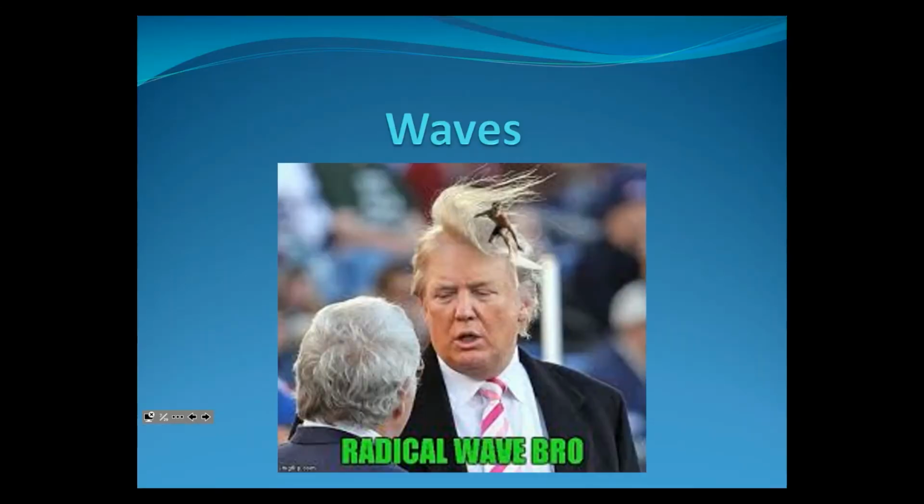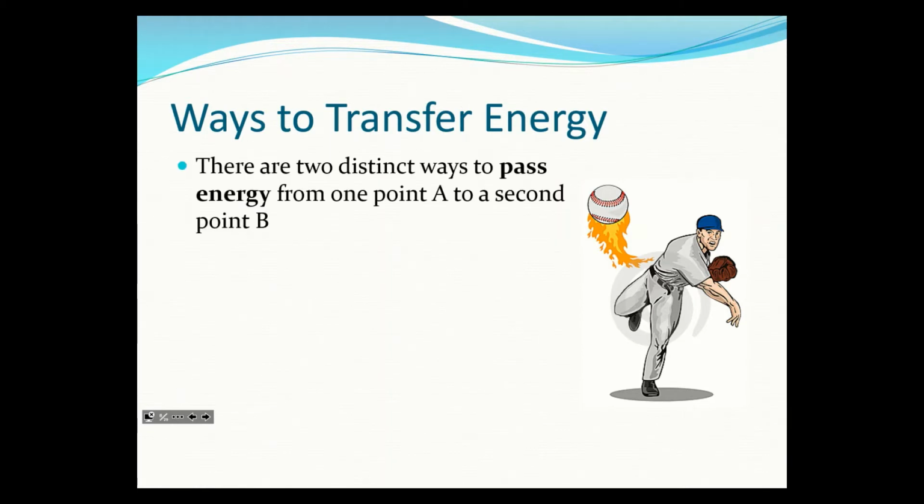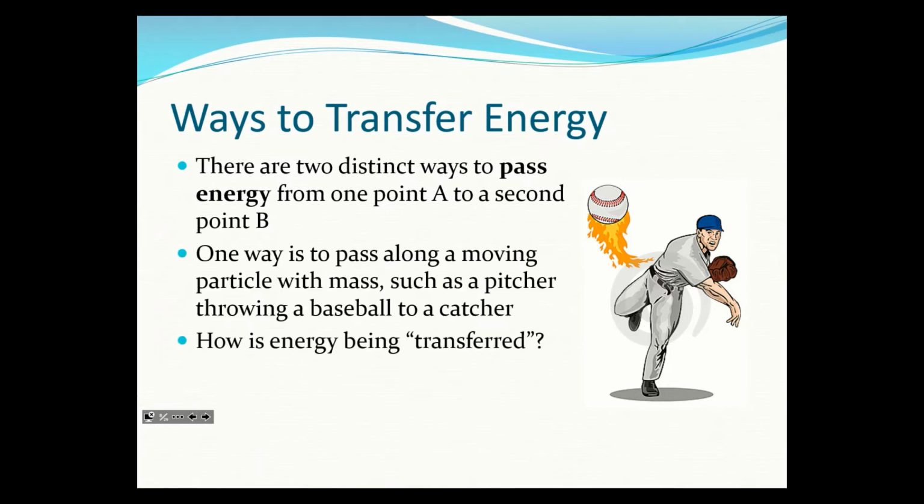So today we're going to talk about waves. There are 2 different ways of transferring energy from point A to point B. One way of passing energy from point A to point B is moving a particle with mass, such as a pitcher throwing the ball to a catcher. So how is that energy being transferred? Well, the pitcher does work on the ball, right? The pitcher applies a force over a distance, accelerates the ball, and now that ball has kinetic energy, right?